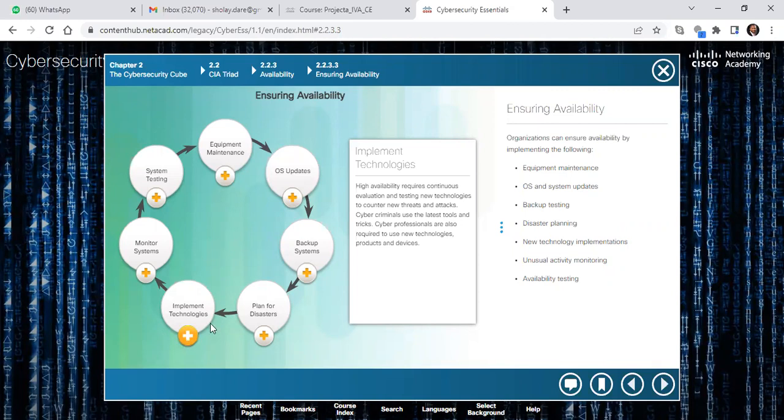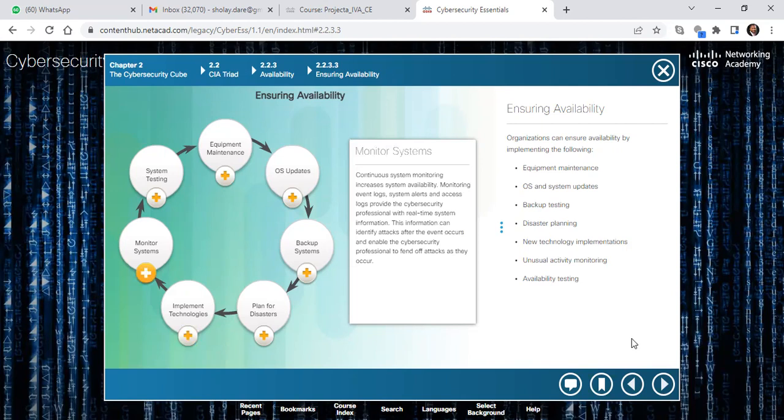Okay. So then we have what we call the unusual activity monitoring. This is very, very key. This unusual activity monitoring is very, very important. So continuous system monitoring increases system availability. Monitoring event logs, system alerts, and access logs provide the cybersecurity professional with real-time system information.